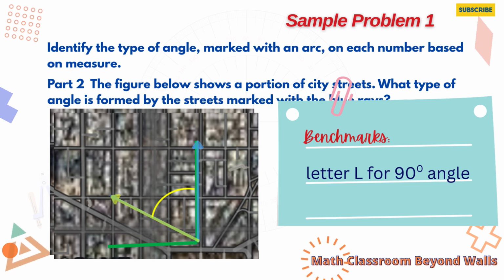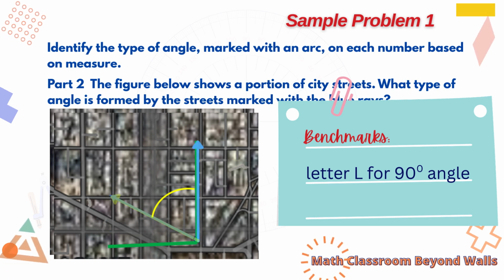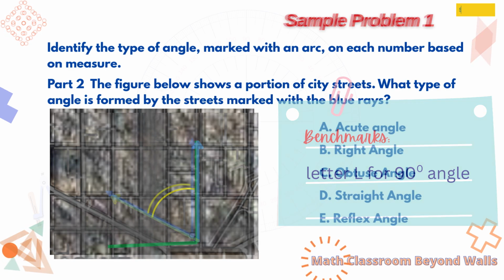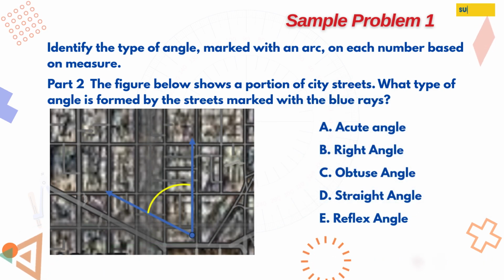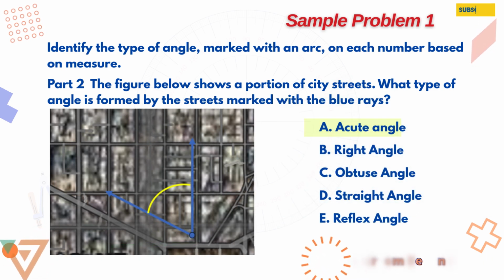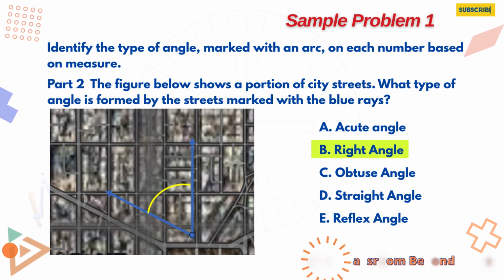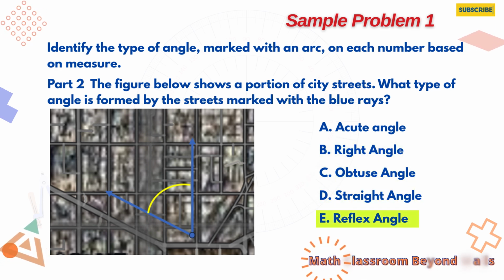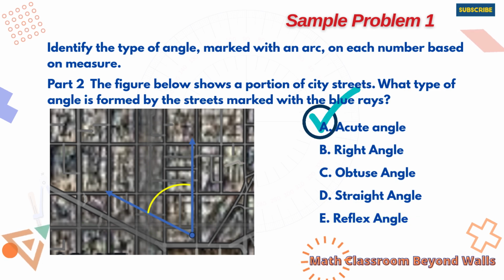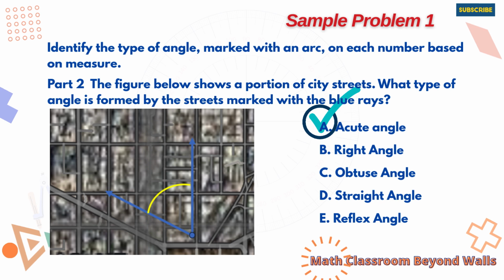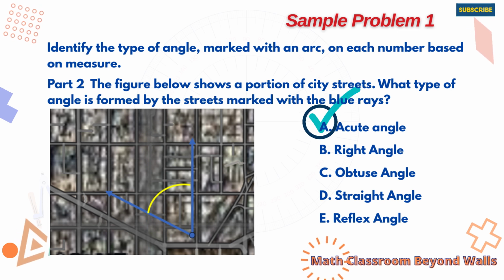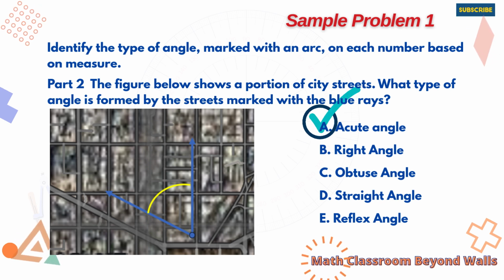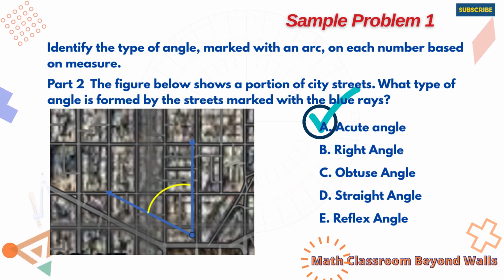So, what can you say about the size of the angle? The measure is less than 90 degrees. What then is our answer, learners? Is it option A, option B, option C, option D, or option E? Okay, so the answer is option A. Again, we can check by actually measuring the angle with a protractor. Learners, I will leave that to you. I'm sure you can do it.